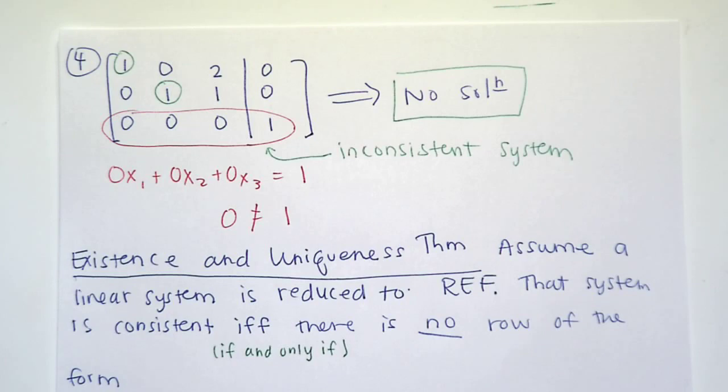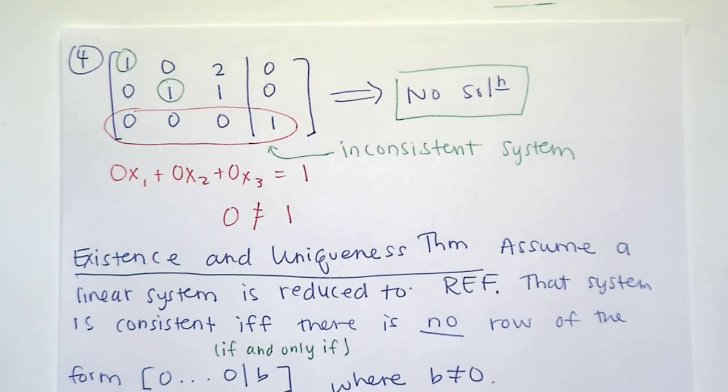All right, so we know that our system is going to be consistent if and only if we don't have a row that looks like this. A bunch of zeros equal to a number that's not 0. So if we see this, it's not going to be consistent.